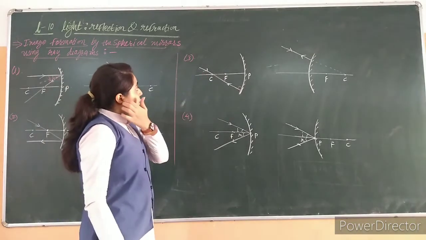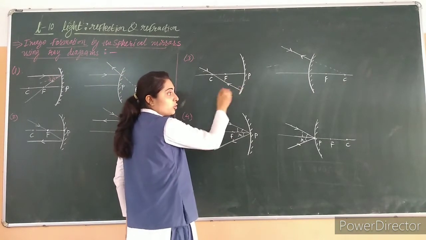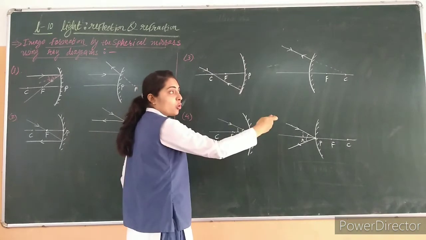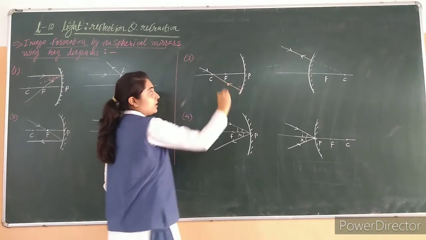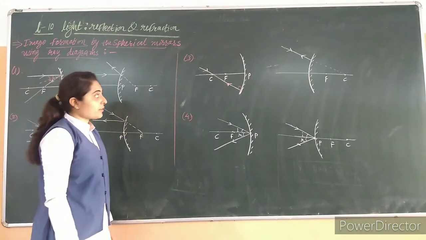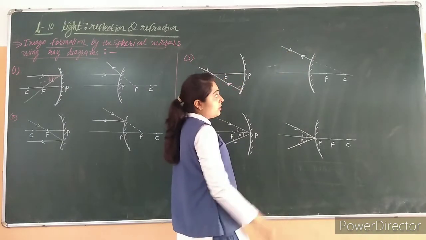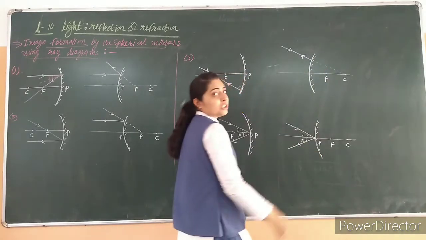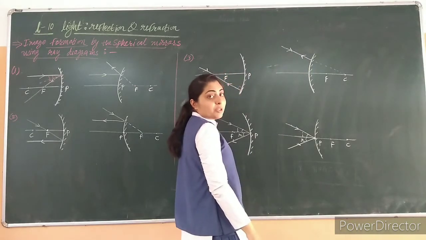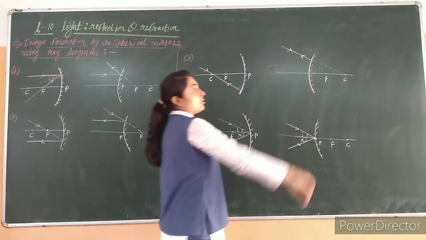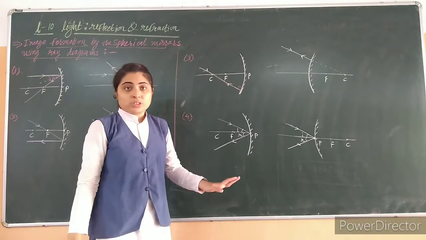So the ray passing through point C is incident normally. If any ray is incident normally on the surface, it reflects back in the same direction. In the same way, if a ray coming to the mirror looks like it passed through C, then it will be normal to the surface, so it will reflect back in the same direction if it is passing through C or appears to pass through C.